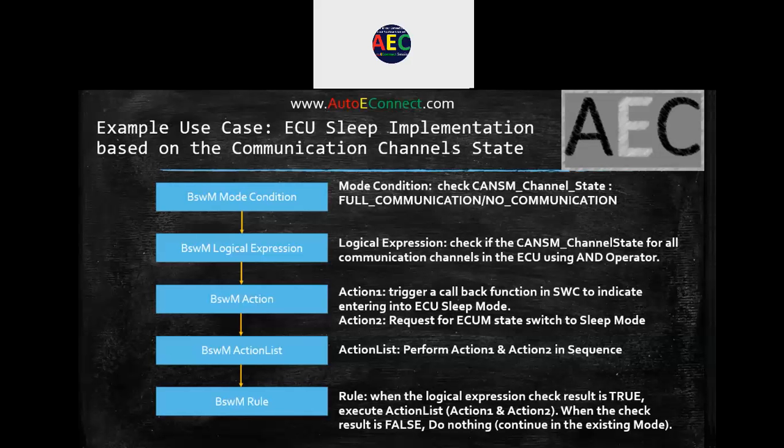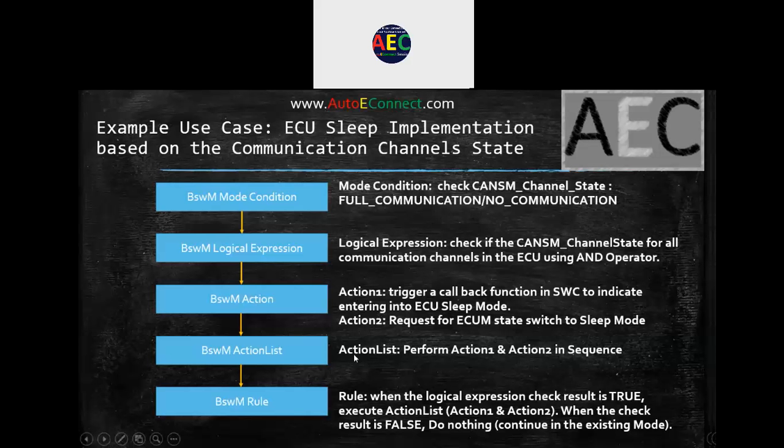So before going to sleep mode, there should be an indication to all of my application modules, because my application modules might want to perform some critical actions before going into sleep mode. So the first action that I want to perform is to give an indication using a callout function to all my application modules that the ECU is now going into the sleep mode. Then action 2, once this is completed, is to request the ECM state switch to sleep mode. The ECU modes are handled by the ECM module, so there I am going to request the ECM module to start entering into the sleep mode.